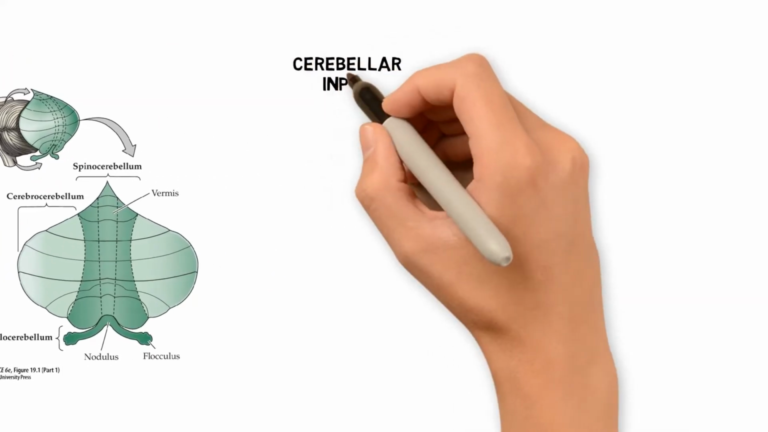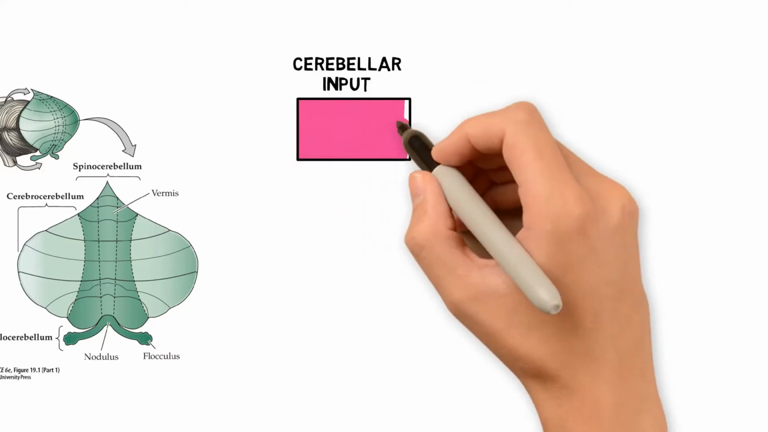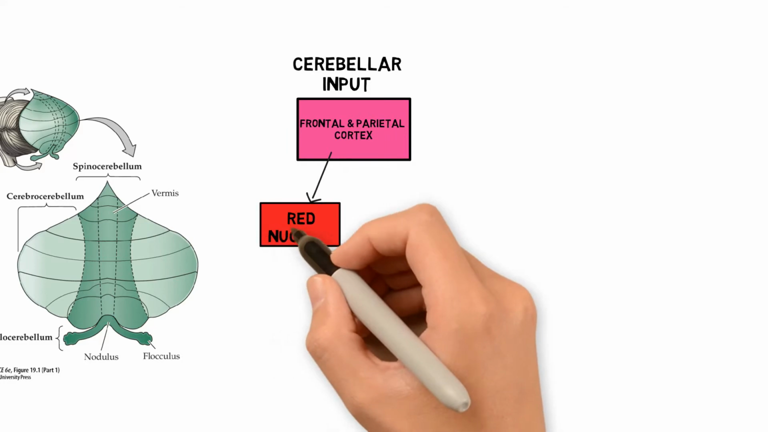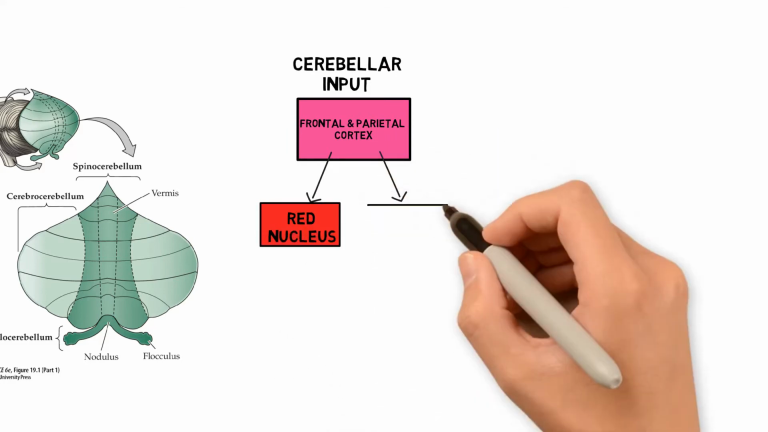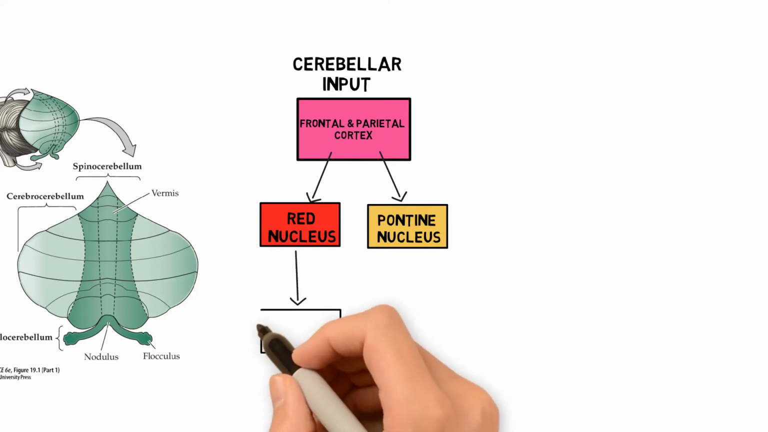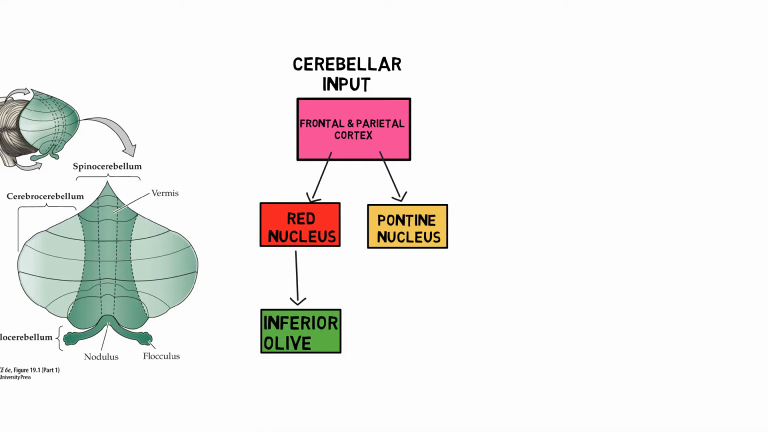This chart shows the input connections to the cerebellum. The frontal and parietal lobes project their input to the red nucleus in the brainstem and the pontine nuclei in the pons. The red nucleus projects its input to the inferior olive.